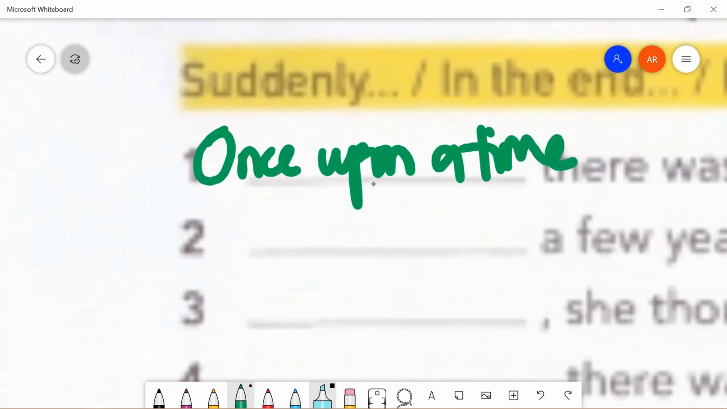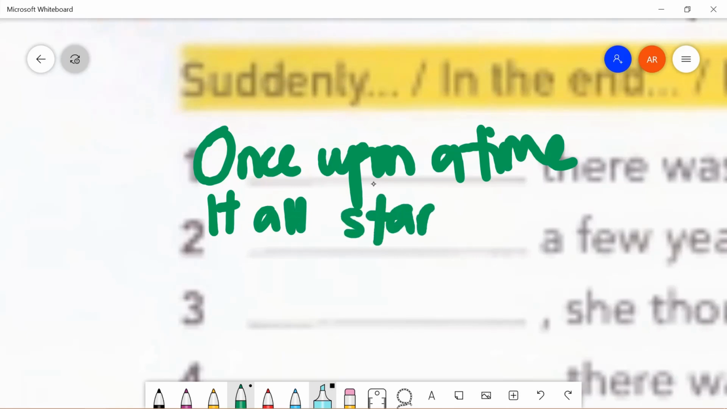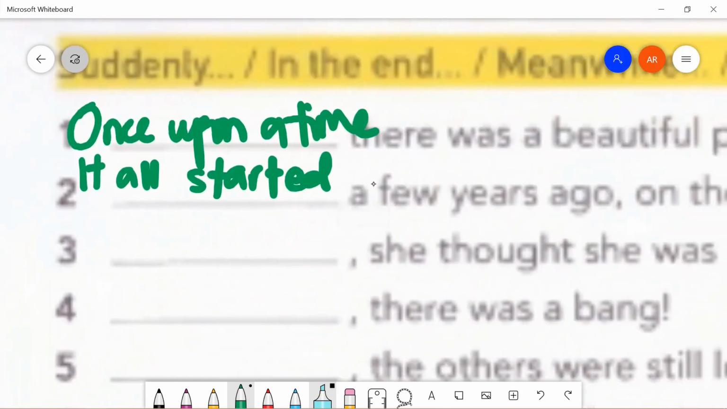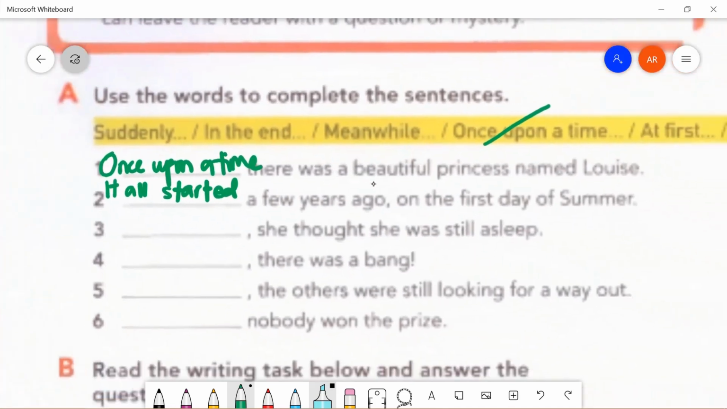Well, knowing your grammar helps you in determining the suitable discourse markers. It all started. Oops. Okay, number three.